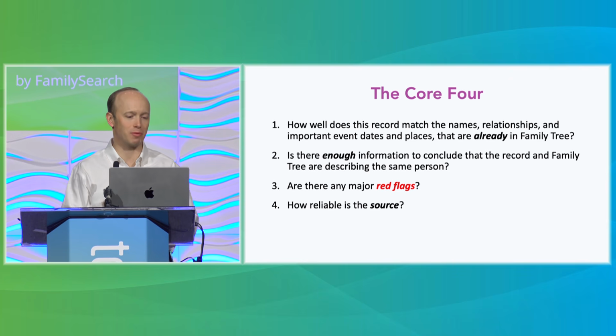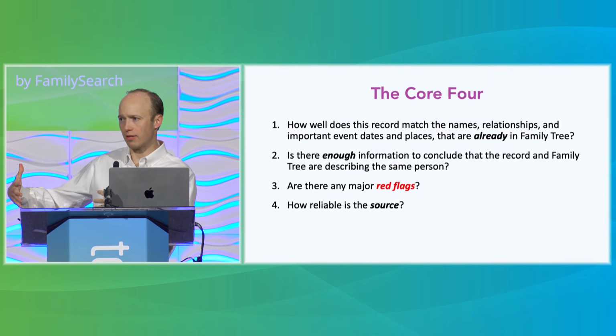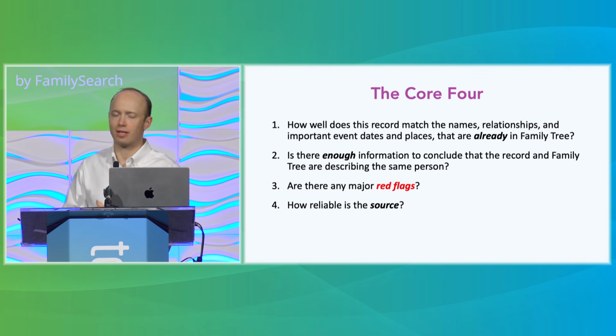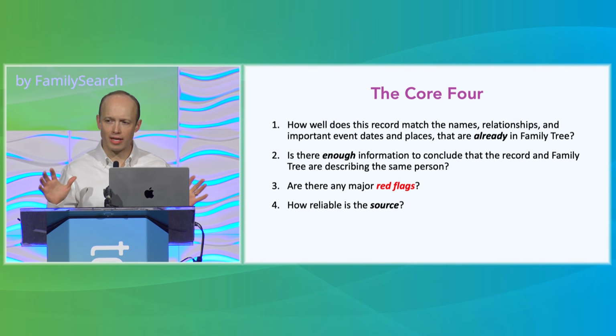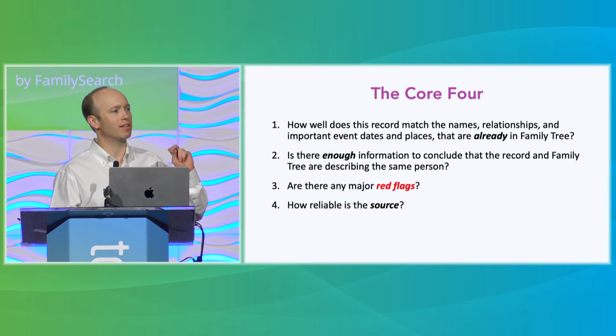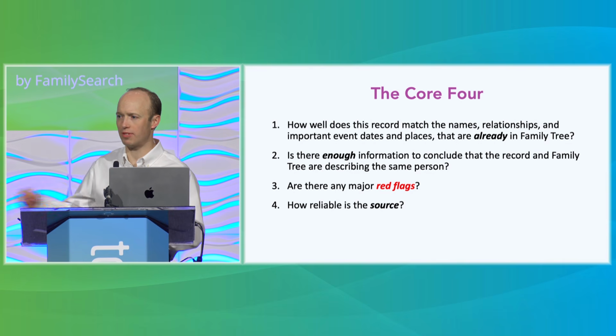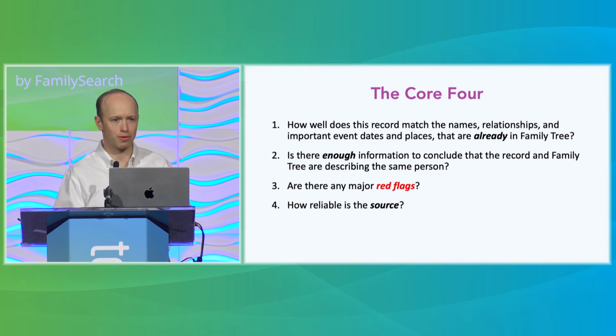Is there enough information? Number three is, are there any major red flags? Say that you've got a birth record that seems to line up really well for the person that you're considering. All the names look right, the mom and dad look right, the place looks right. But the dad's date of birth is 15 years off or something like that, or the person you're considering, their date of birth is 10 years off. Everything looks good except this one thing.